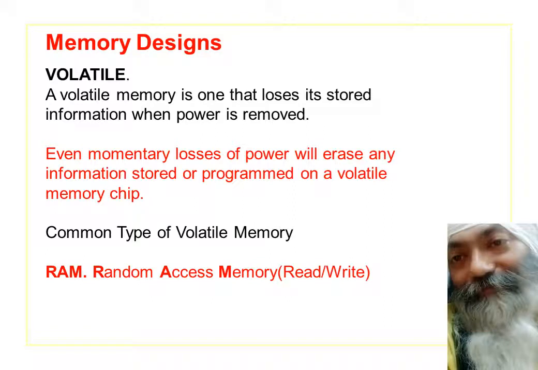So a common type of volatile memory is RAM. These are called random access memories, which you can read and you can write. It is not read only memory. It is readable and writable memory. So it is called random, and there is a story behind it. Earlier we had two types of memories. One was called sequential memory and one was called random access memory.